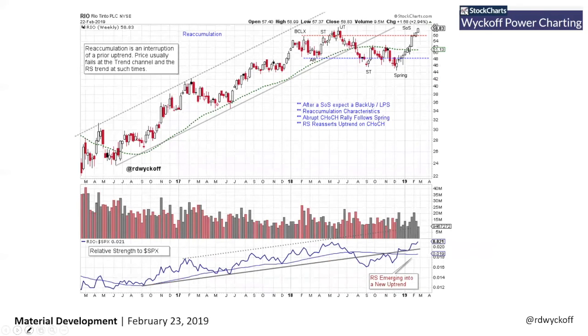And then finally, we have two examples in a recent blog that just came out, and that is Rio Tinto. And this was an example of, look at the lower peaks.